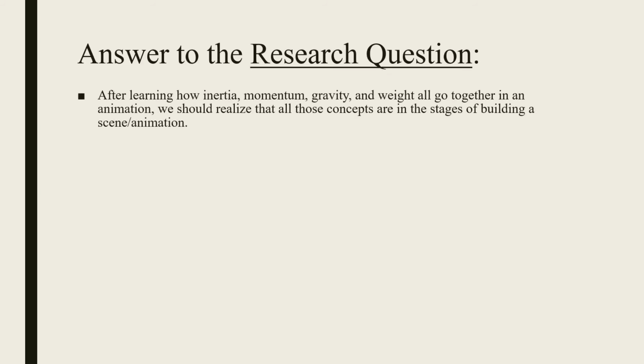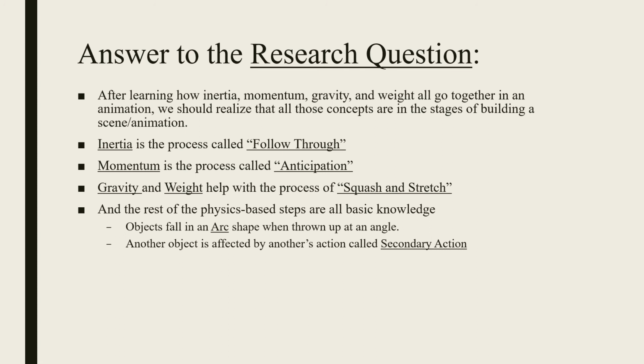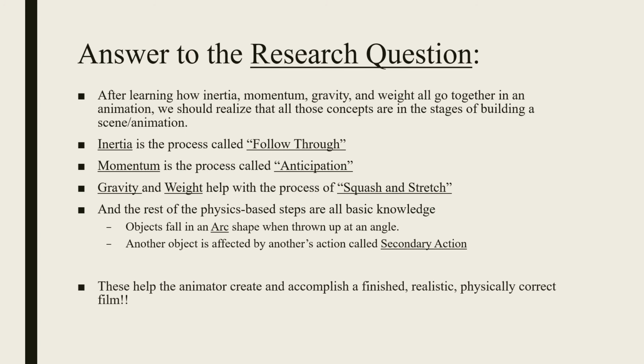And lastly, here's the answer to my research question. After learning how inertia, momentum, gravity, and weight all go together in an animation, we should realize that all of those concepts are in stages of building a scene in animation. So inertia is the process called follow-through, and momentum is the process called anticipation, and gravity and weight help with the process of squash and stretch. And all the rest of the physics-based steps are basic knowledge of physics. Objects fall in an arc shape when thrown up at an angle, and another object is affected by another's action, called secondary action. And overall, these help the animator create and accomplish a finished, realistic, physically correct film.